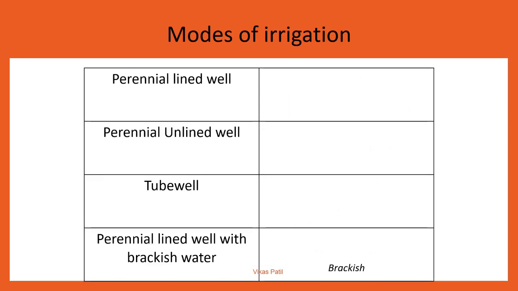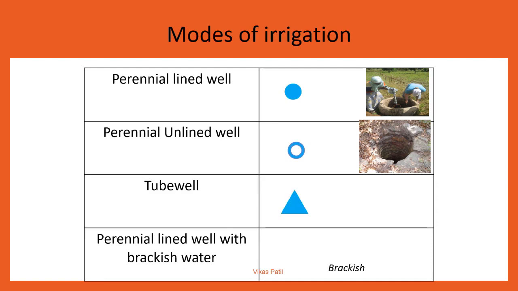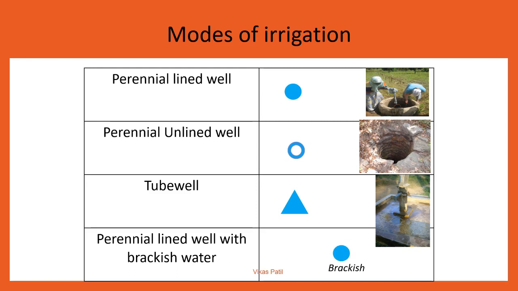Then the most used source of irrigation, that is perennial lined well. It will be a blue circle. It has cemented wall. Then we have perennial unlined well, again perennial source of water, but it is not properly cemented. We have tube well as well, and that's a picture of a tube well. Then we have some of the wells with the word brackish written with it. Now the word brackish suggests that the water from the well is not fit for drinking, as it is saline or salty. So you can see an example of such brackish well in 45D/10 1621.